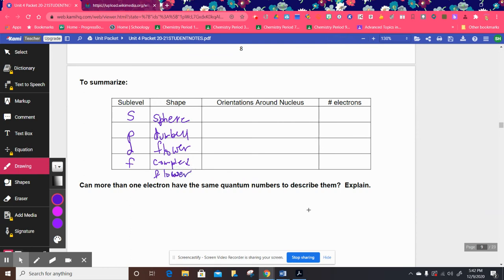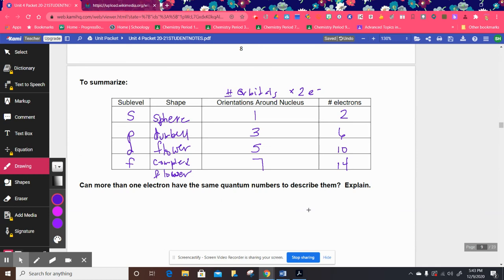Okay. So orientations around the nucleus. What we're really counting is the number of orbitals. Okay. So we would say 1 for an S, 3 for a P, 5 for a D, F is 7. Then to get the number of electrons, because each orbital holds 2 electrons, just multiply that by 2. So we get 2 electrons, 6, 10, and 14, which corresponds to the number of groups that we have colored in on our periodic table for each sublevel block.